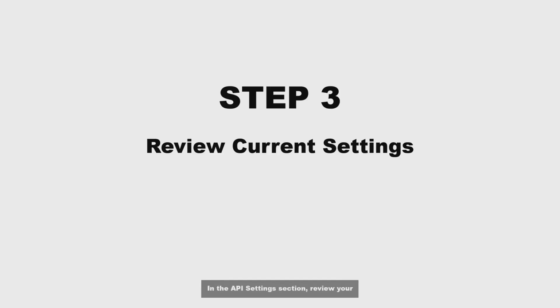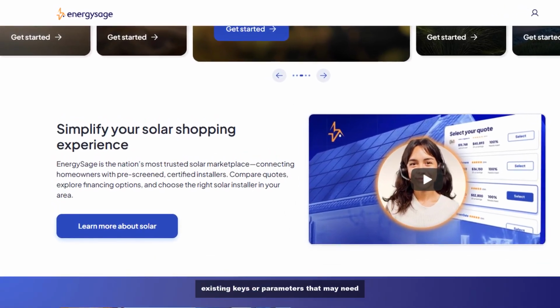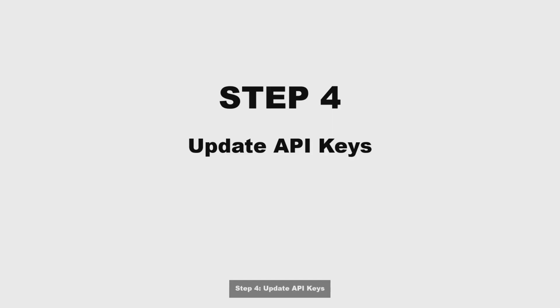Step 3. Review current settings. In the API settings section, review your current API configuration. Take note of any existing keys or parameters that may need updating.